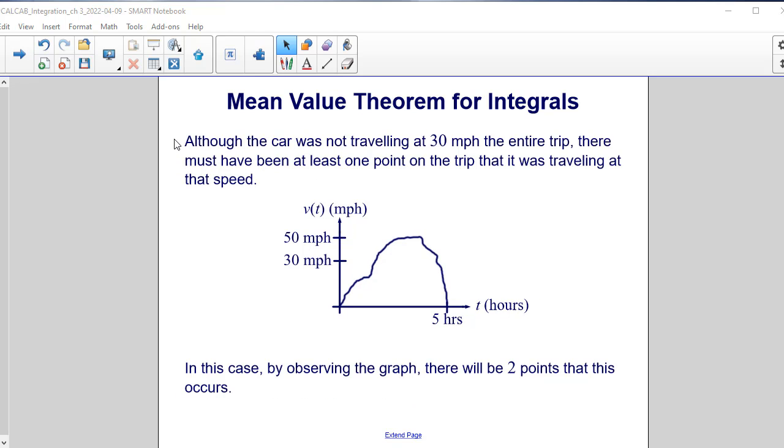Although the car was not traveling at 30 miles per hour the entire trip, there must have been at least one point on that trip where it was traveling at that speed. In this case, by observing the graph, there will be 2 points at which this occurs. There's a point here at 30 miles per hour and a second point where it reached 30 miles per hour.